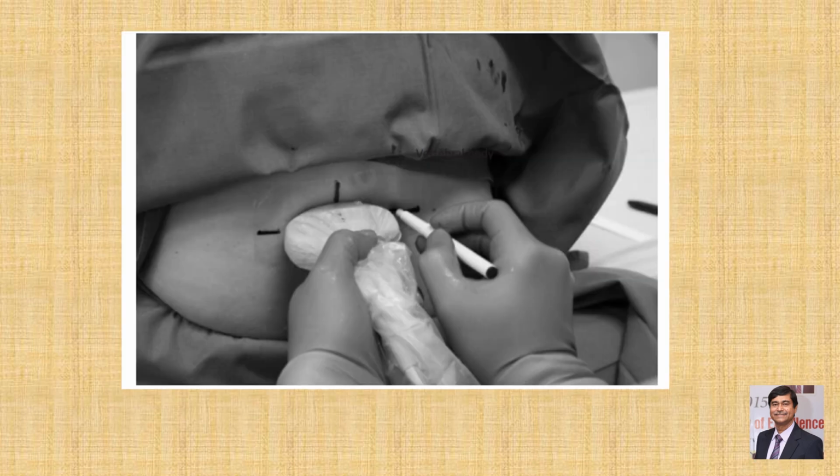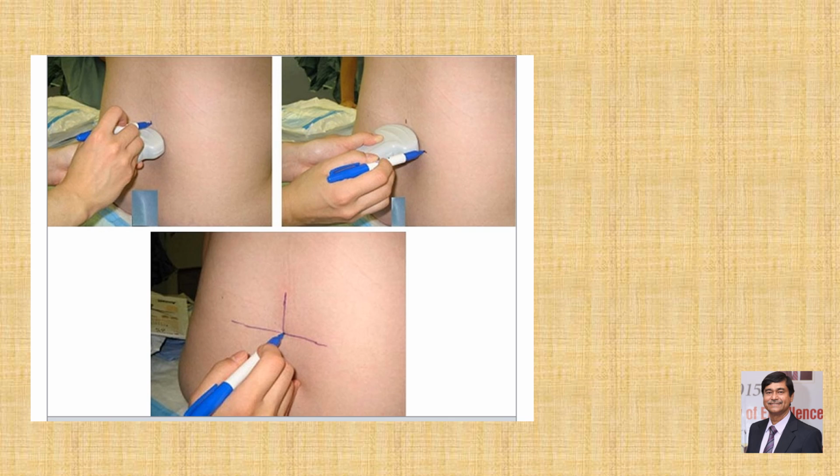Next comes the marking. At the probe position where we were able to identify the structures, we keep the probe there and mark on the sides of the probe, midline and side. Now we join all these lines and find this center midpoint for needle insertion.